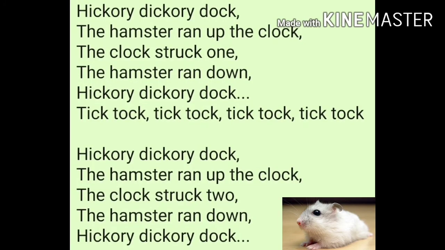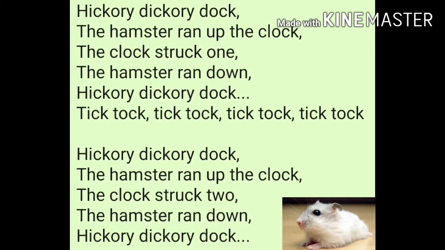And the last song is Hickory dickory dock. The hamster ran up the clock. The clock struck one. The hamster ran down. Hickory dickory dock. Tick tock, tick tock, tick tock, tick tock. Hickory dickory dock. The hamster ran up the clock. The clock struck two. The hamster ran down. Hickory dickory dock. Kids, shall we sing once more?